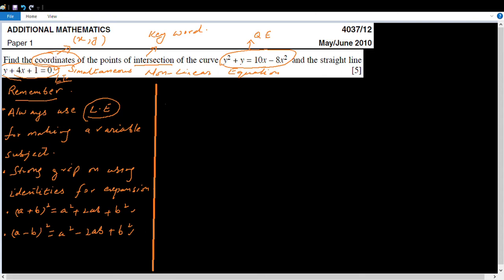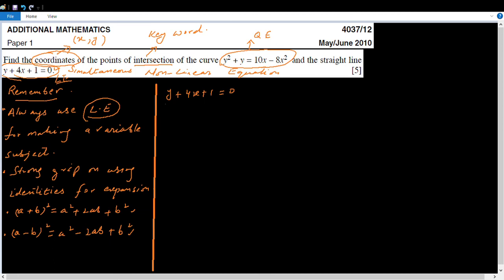So as you know, we have to use the linear equation to make the variable subject. Obviously this is the linear equation, so we will use it to make one variable subject. So y plus 4x plus 1 is equal to 0. Always avoid fraction form when you make a variable subject, because here in this case, if you make x subject, then you will definitely get a fraction form.